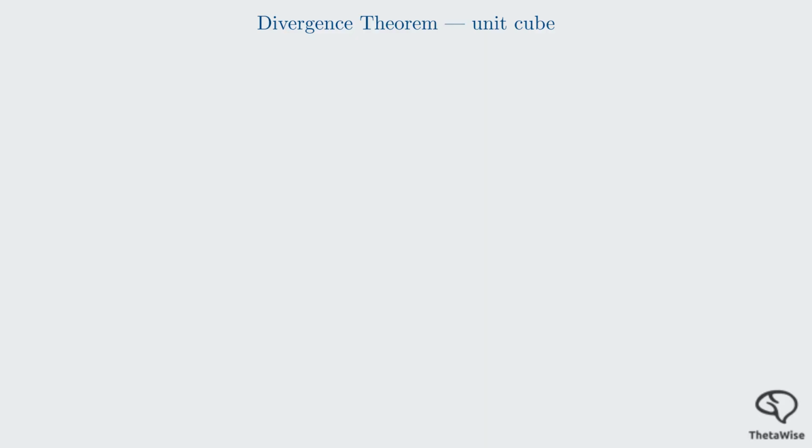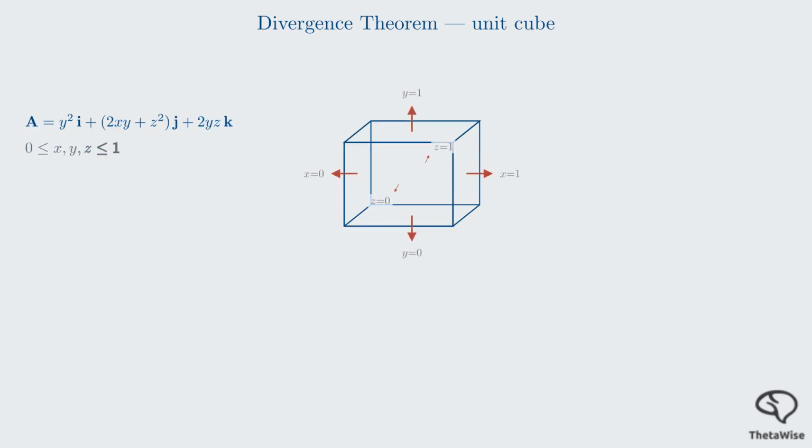First, compute the divergence. The x derivative of y squared is 0. The y derivative of 2xy plus z squared is 2x. The z derivative of 2yz is 2y. Therefore, divergence A is 2x plus 2y. Integrating over the unit cube gives 2 times the integral of x plus y.